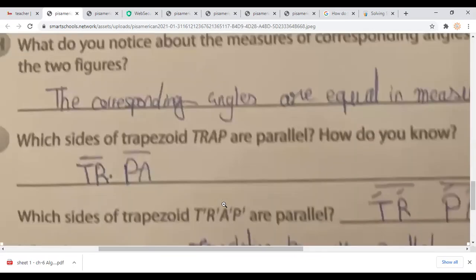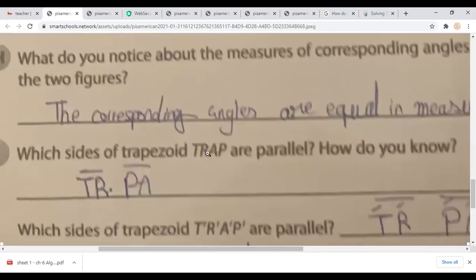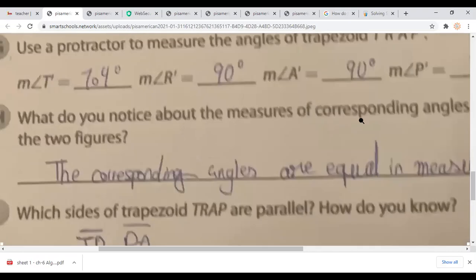Question number H, what does it say? What do you note about the measure of corresponding angles of the two figures? Is there anyone who can solve this question? What do you note about the measure of corresponding angles in the two figures? Yes, Hannah. They are the same. The corresponding angles are equal in measure.